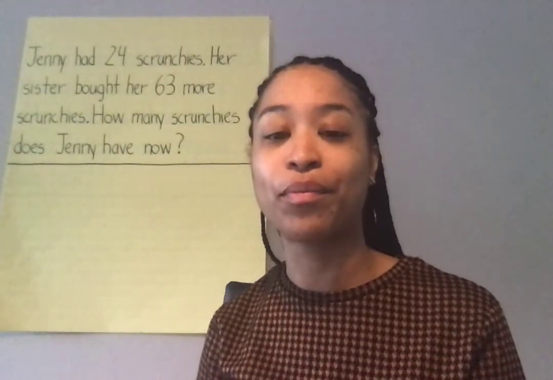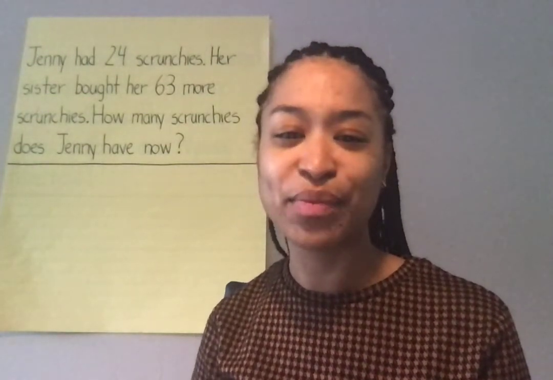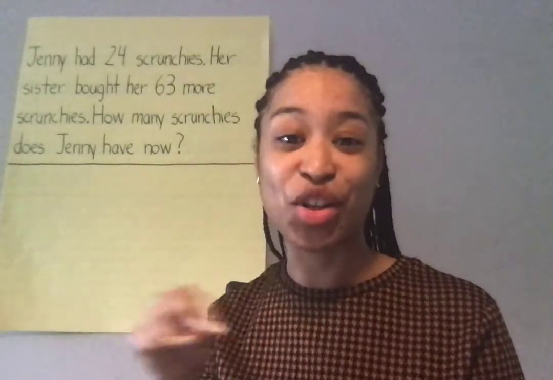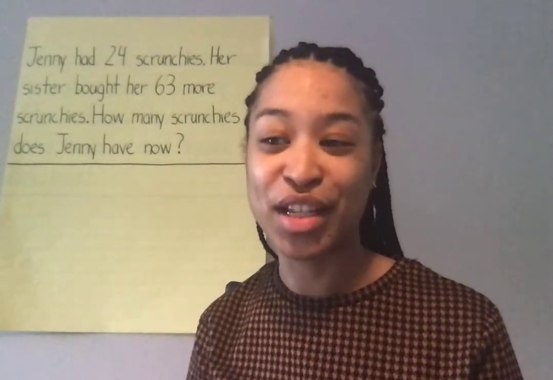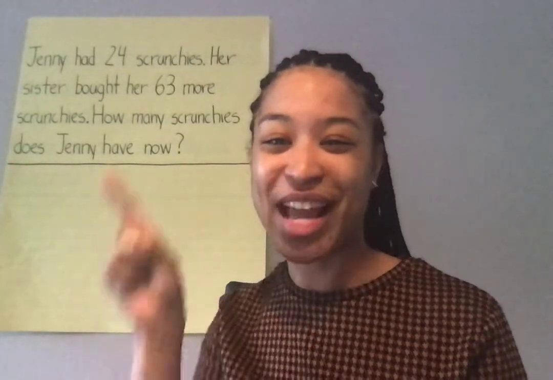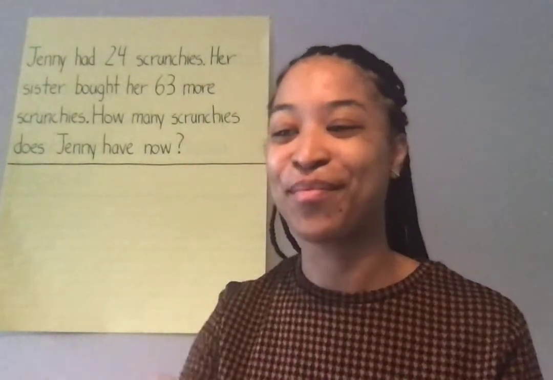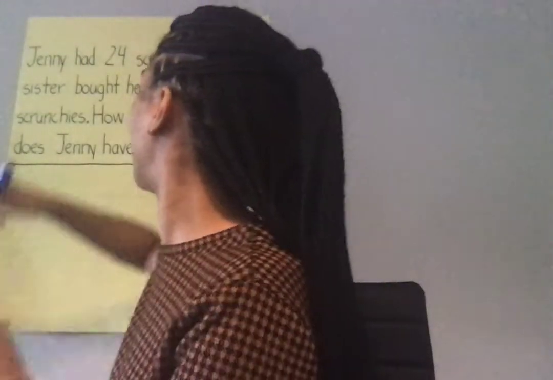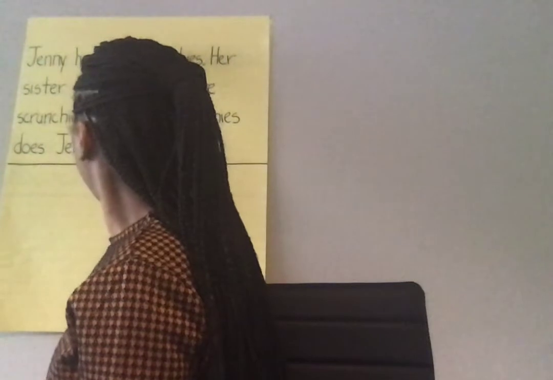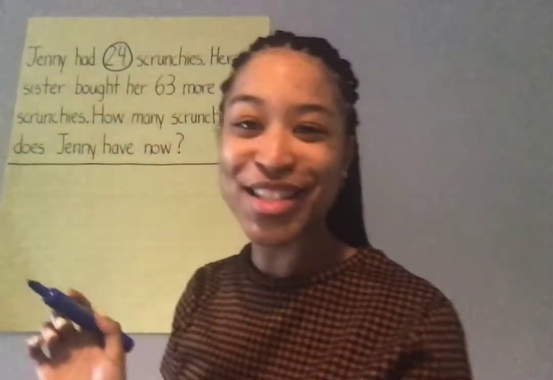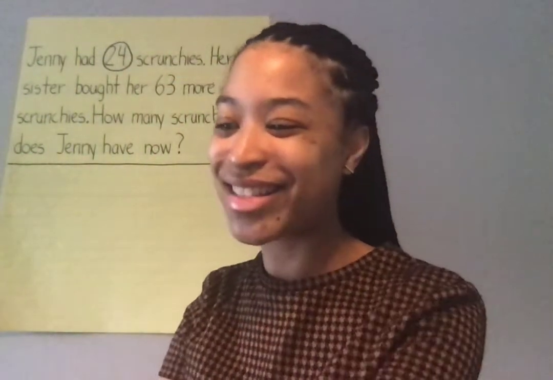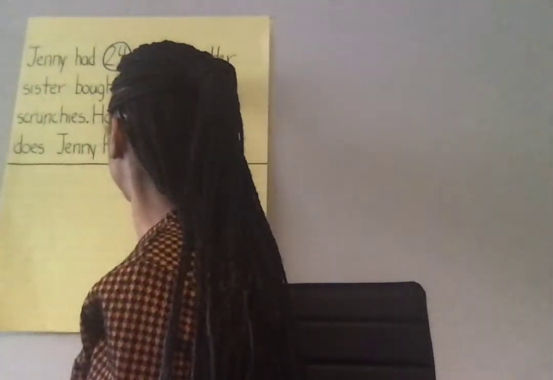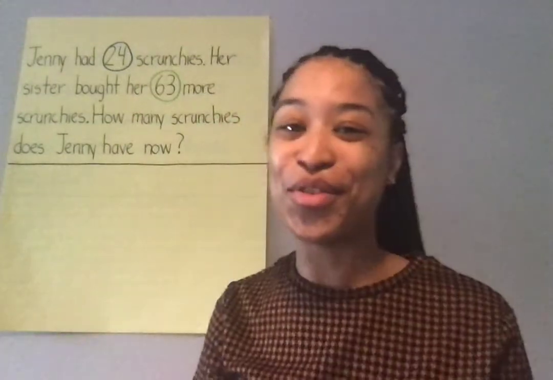Well, first, let's mark it up. We know that when we mark it up, we circle the numbers. Go ahead and find those numbers and circle them. If you circle 24 as your first number, you've got it. And if you circle 63 as your second number, you've got it.